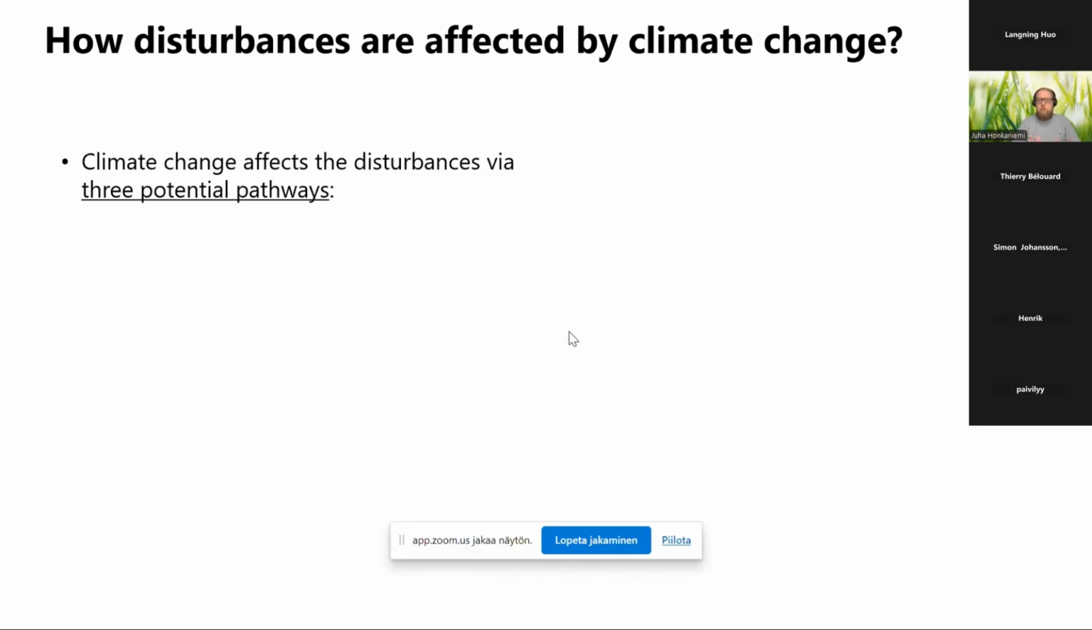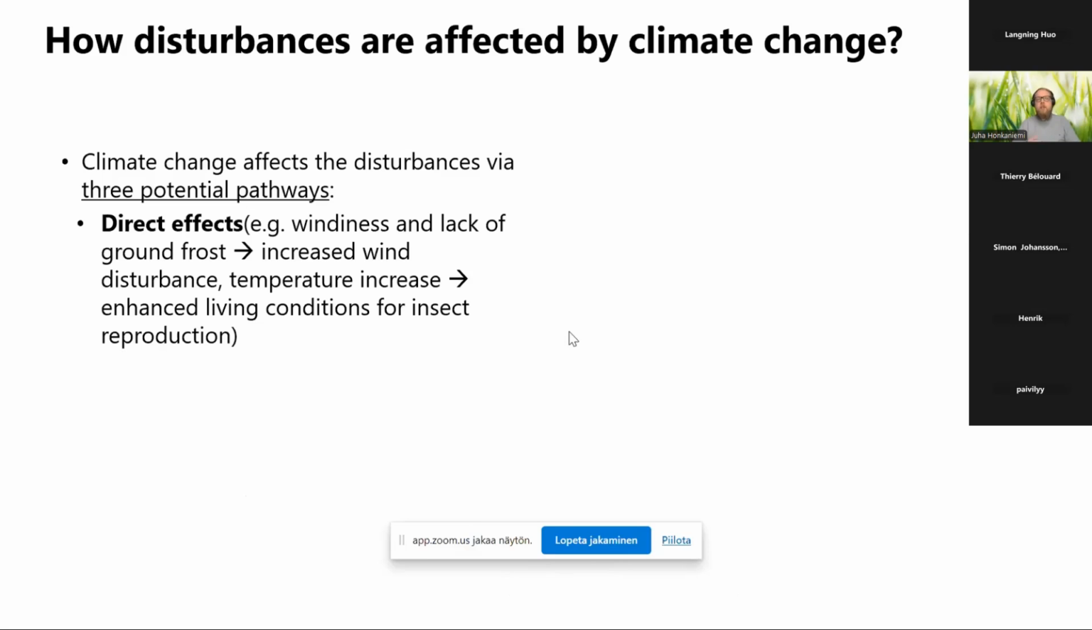My title mentioned climate change, and that's also the topic of many talks today and tomorrow. How are disturbances affected by climate change? We did a literature review a few years ago and identified three different potential pathways. First of all, there are direct effects. For example, with climate change, windiness increases and the lack of ground frost increases, which will lead to increased wind disturbances. Or we have a temperature increase, which means that insects have enhanced living conditions.